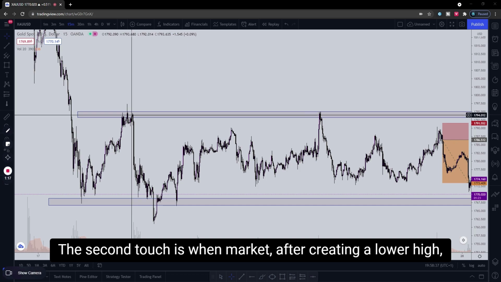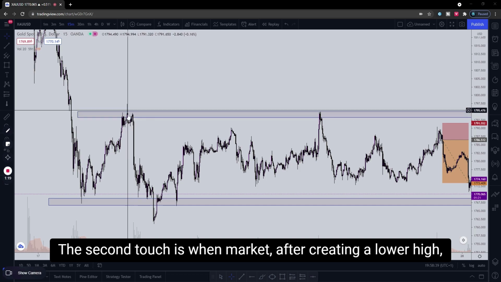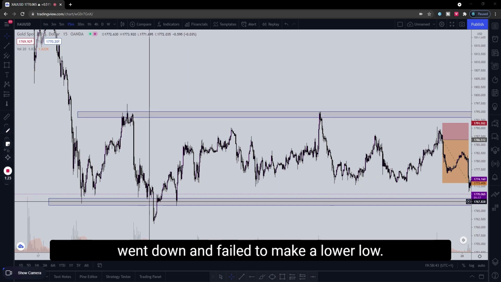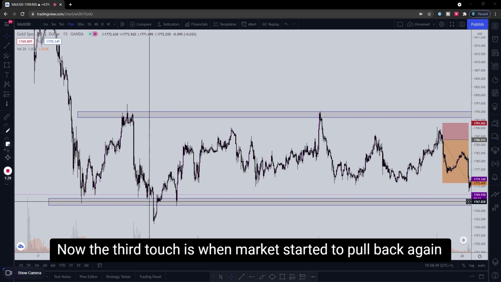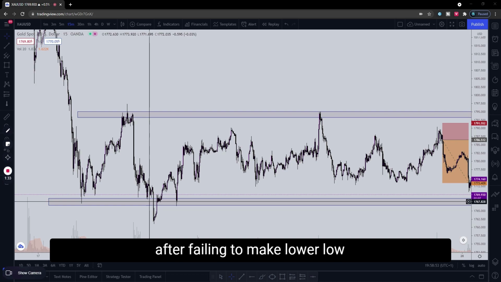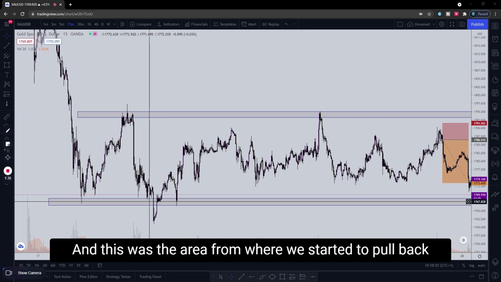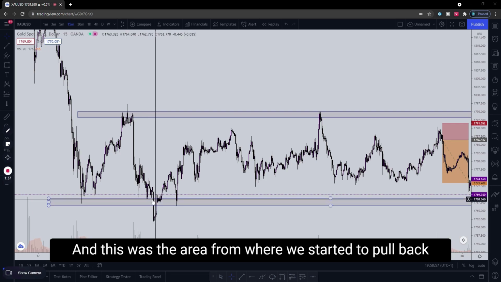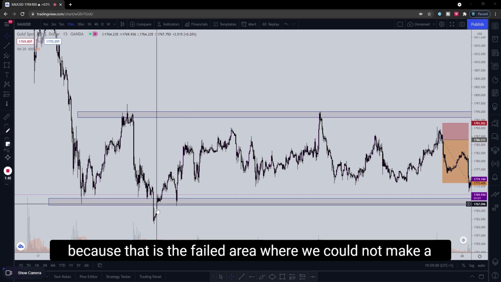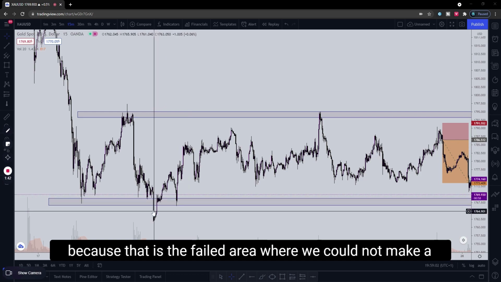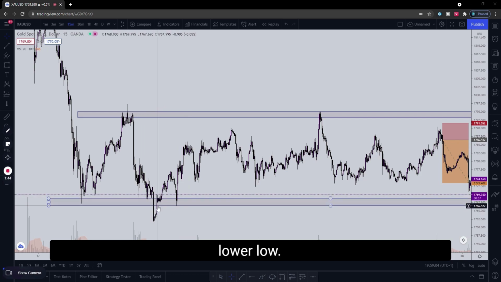The second touch is when market after creating a lower high went down and failed to make a lower low. That is our second touch. Now the third touch is when market started to pull back again after failing to make lower low. And this was the area from where we started to pull back because that is the failed area where we could not make a lower low.